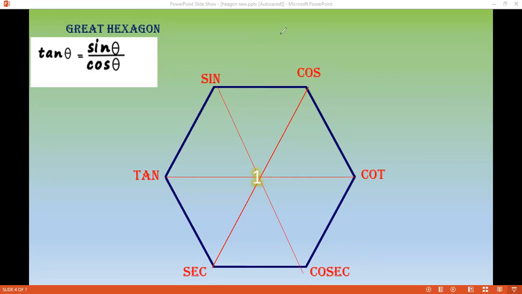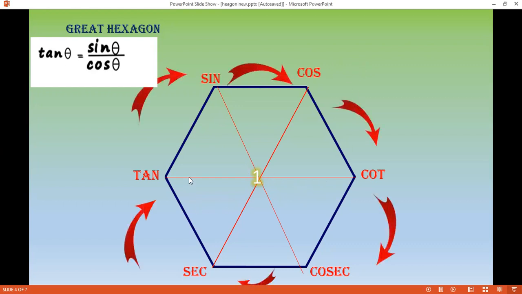After framing the hexagon, we observed the quotient identities. Now we are going to observe the other set of formulae. What are those? Come on. So now you have to go in the clockwise direction, right?